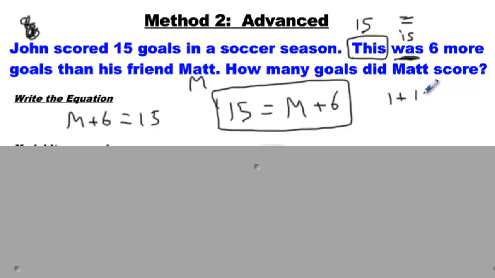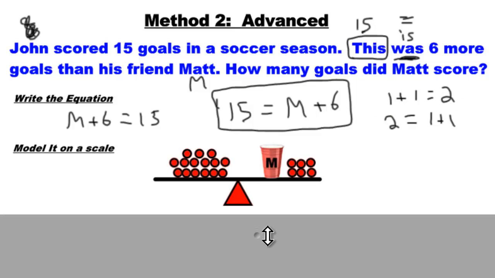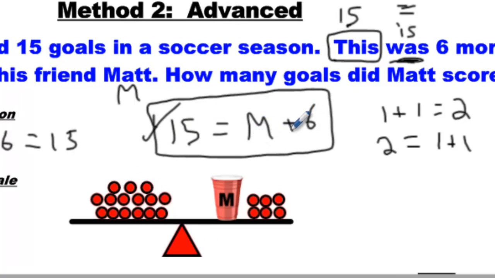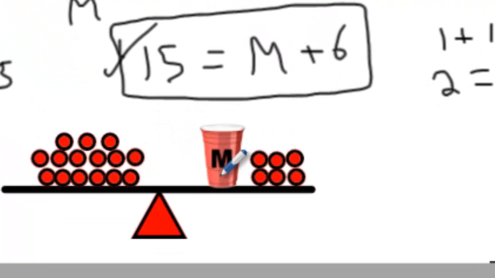Does 1 plus 1 equals 2 make any difference as if I put the 2 on the other side and said this? Of course not. So I can flip it around. It doesn't really matter. But for my diagram, I chose this method here. And I put the 15 on this side. And on the other side, I wrote M plus 6. So I have my M, my mystery number of goals that Matt scored. It's all in the cup. I don't know how much it is yet, but I'm going to increase it by 6, and that should be equal. My teeter-totter should be balanced.